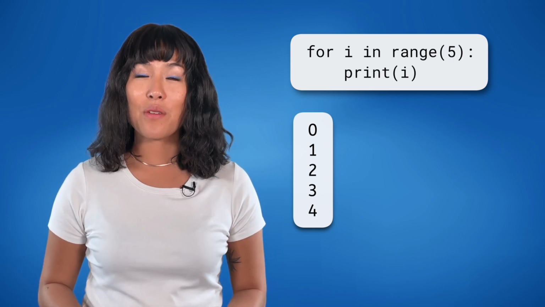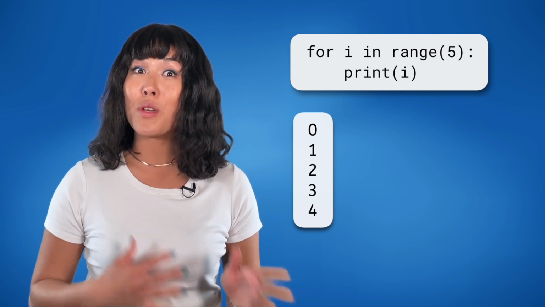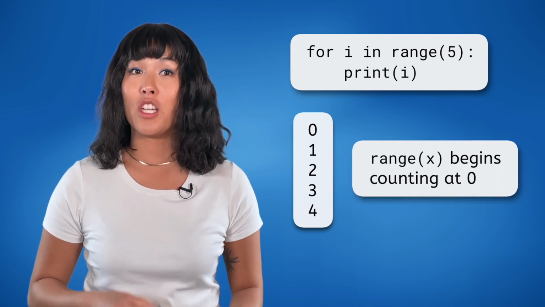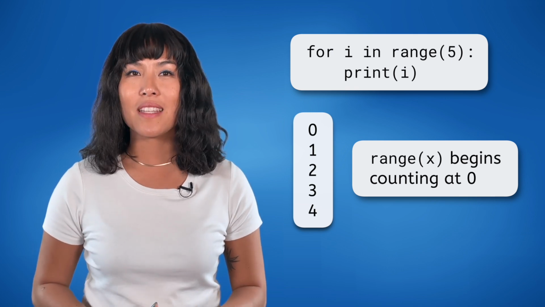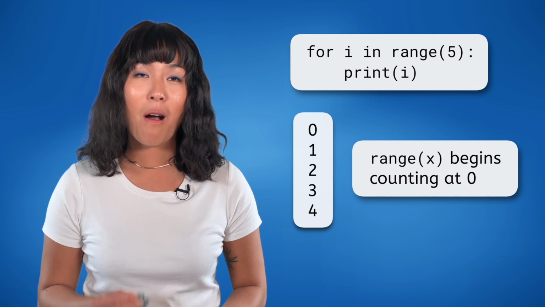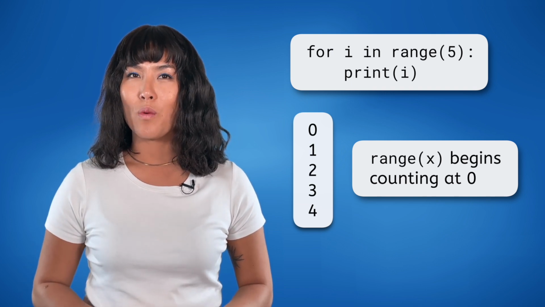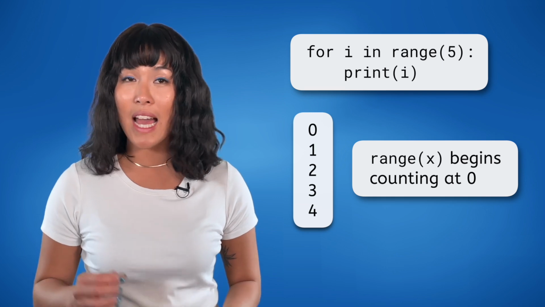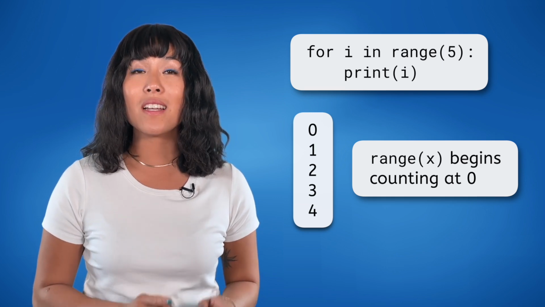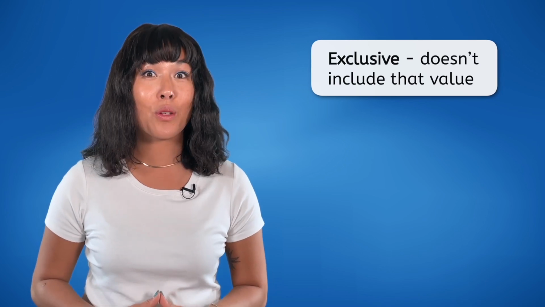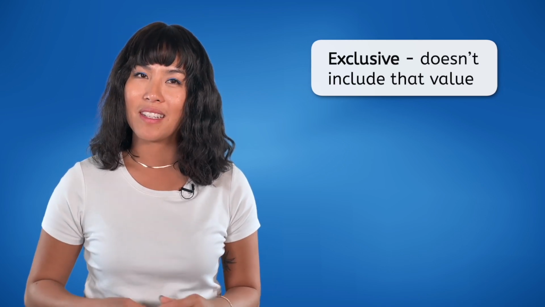Most people begin counting at the number 1, but computers often begin counting at 0. So range(5) does run 5 times, but it begins counting at 0. So our value of i is 0 on the first iteration. We can say that the range function with x as the parameter begins counting at 0 and ends at 1 less than the value of x. This value is exclusive, meaning it doesn't include that number in the count.